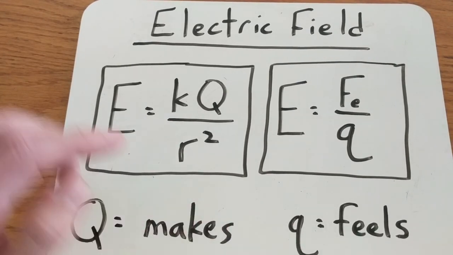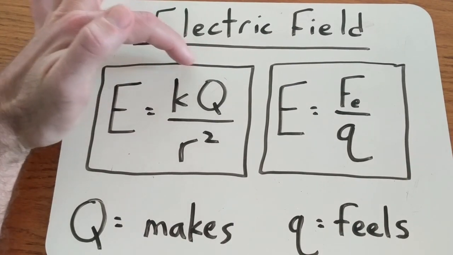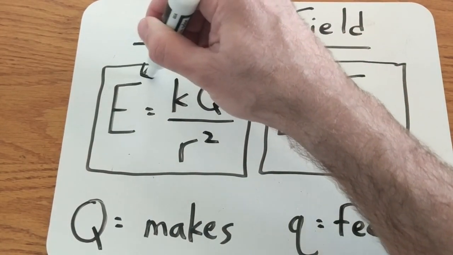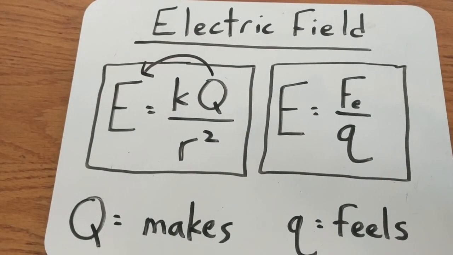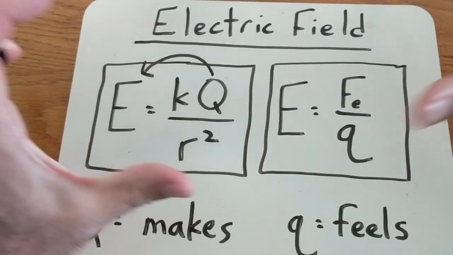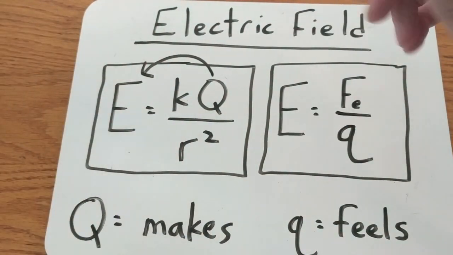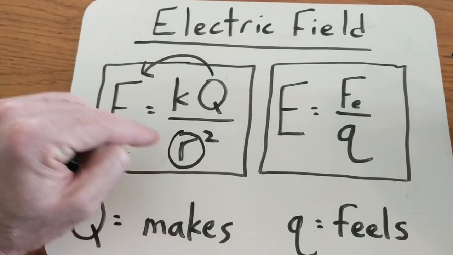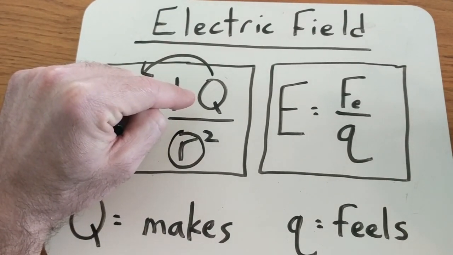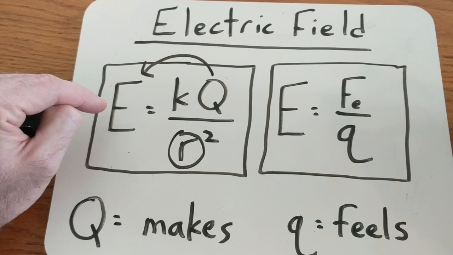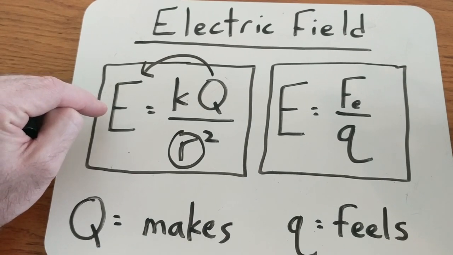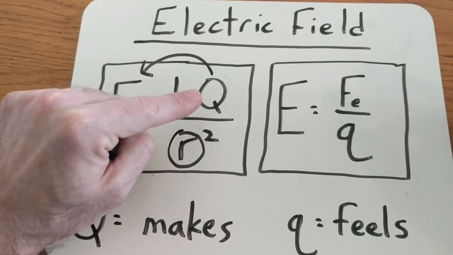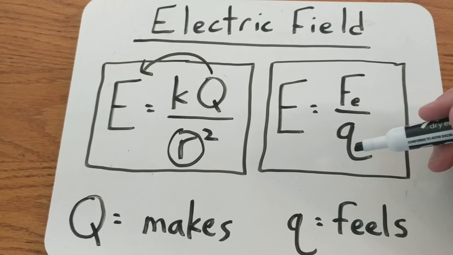Now what that means is this big Q here makes the electric field. Big Q always makes the thing. Big Q is the thing that's sending out the electric field. And we can figure out the electric field at any spot, r, that's the distance from big Q. So big Q makes this electric field, and we can find out the strength of this electric field at any distance from big Q.